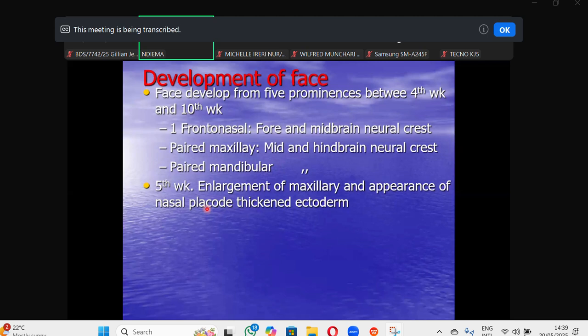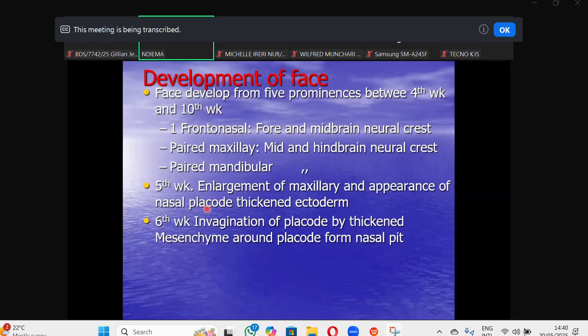Now, the cribriform plate through which the axons of the olfactory cells pass will be developing both from the mesenchyme tissue of the neural crest cells, from the frontonasal prominence, and also from the mesenchyme tissue of the original mesoderm of the body.